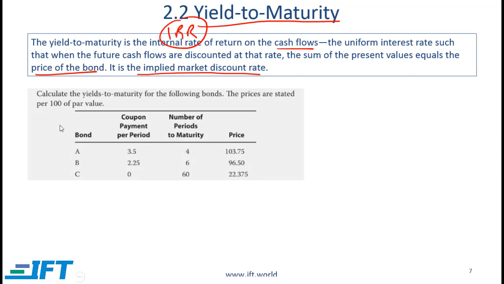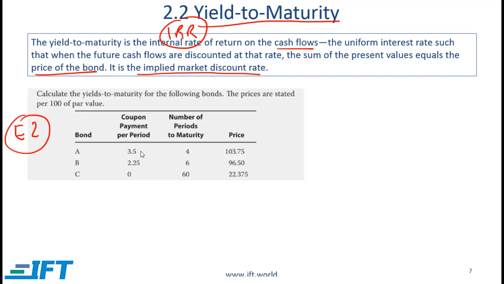Let's do example 2 from the curriculum, and again I will encourage you to do this using the calculator because that's what you will do on the exam. As long as you understand the concept, that's what you really need. After that, use the calculator. So we have bond A, we are given the coupon payment, we are given the number of periods to maturity and the price. For bond A, I'll just show you the concept the way it is shown in the curriculum, and then we'll use the calculator.